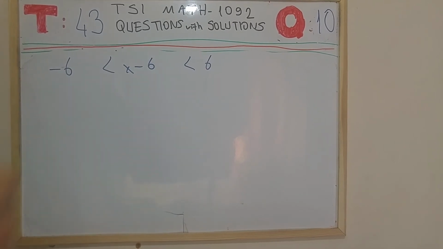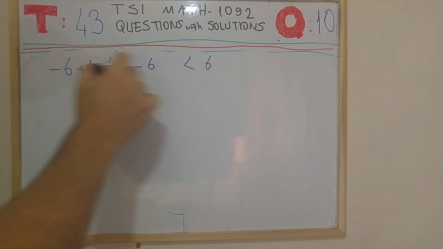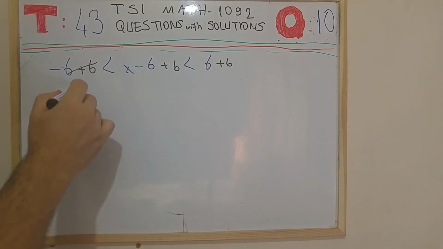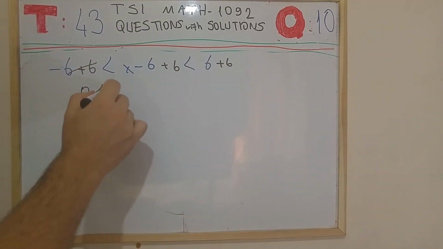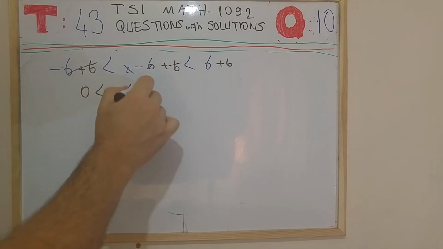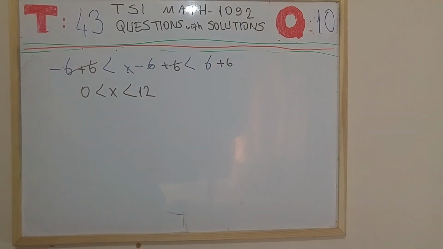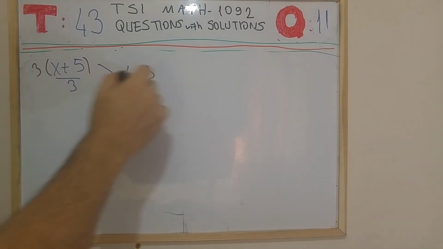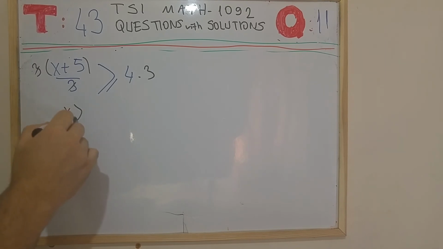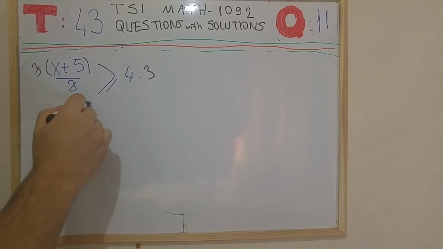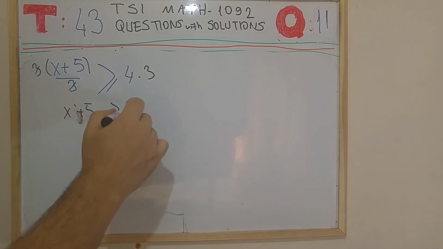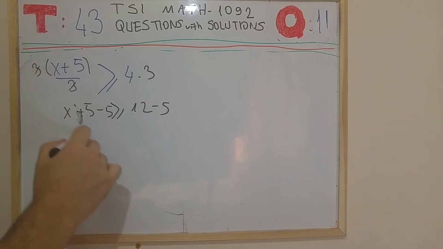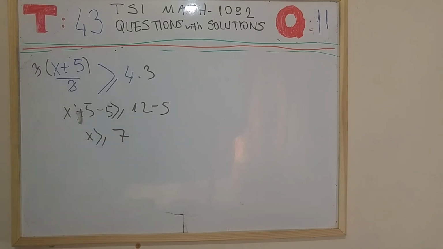Let's add 6 to each side, every side now. Plus 6, and plus 6. So what I have here is 0 is less than x now, which is less than 12. When we multiply each side by 3, we will have x plus 5 is greater than or equal to 12. Now let's subtract 5 from each side. So x is greater than or equal to 7.